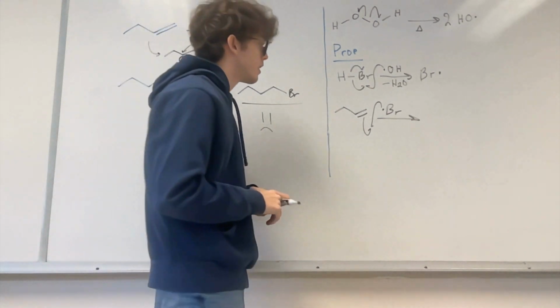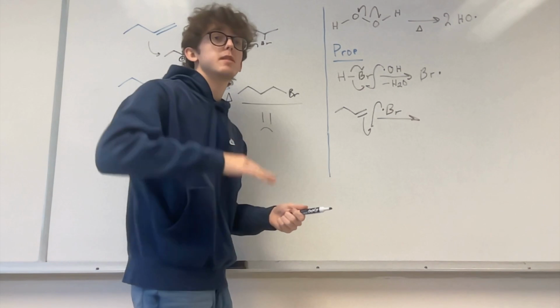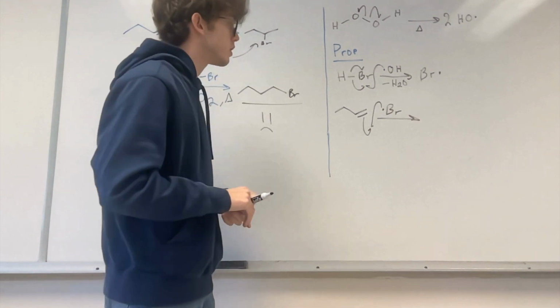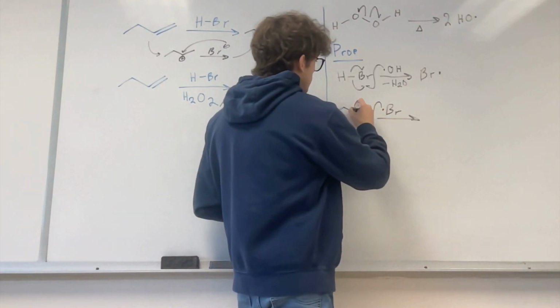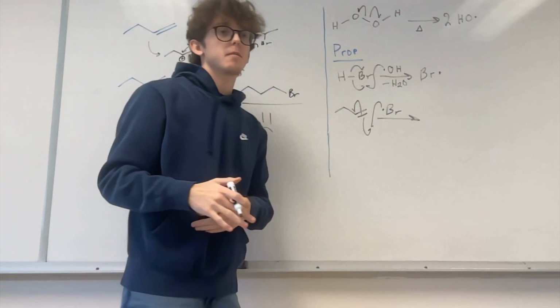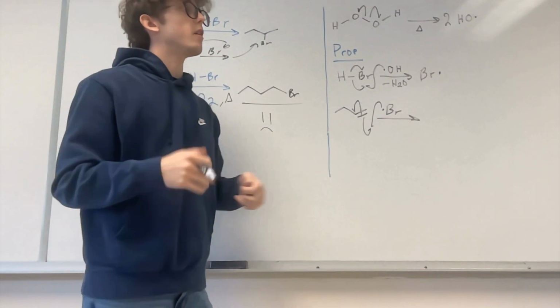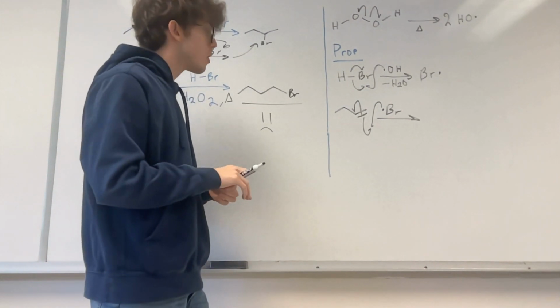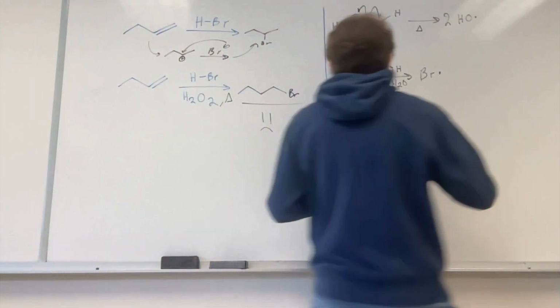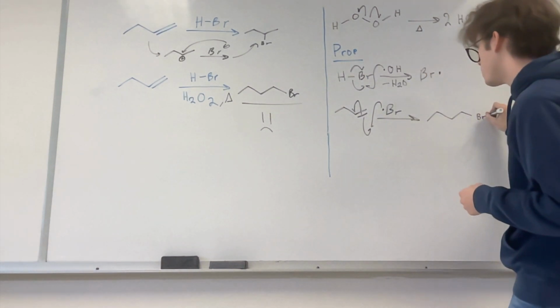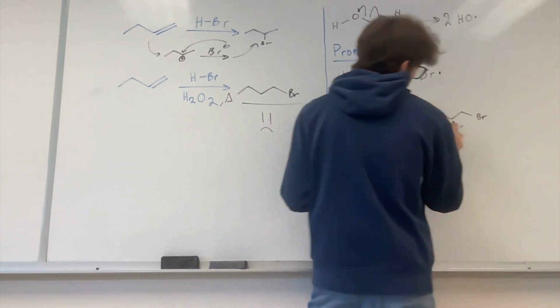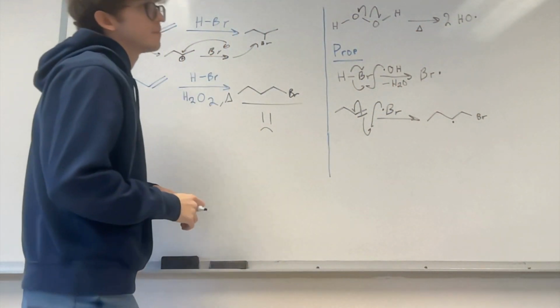Well, if you said a secondary, you'd be correct, right? Because it follows the same trend as carbocation stability. It's going to be more stable on the more substituted carbon, and that's due to hyperconjugation, that ability for those electrons to spread out between those orbitals from the carbon atoms. So what we get is this here, and we get a radical electron on that carbon.